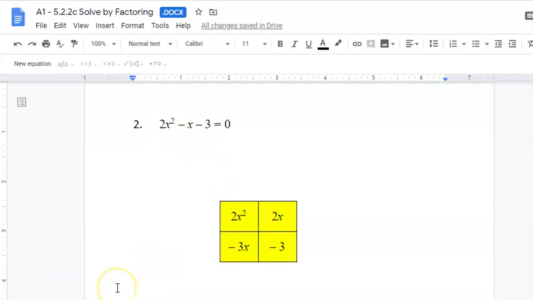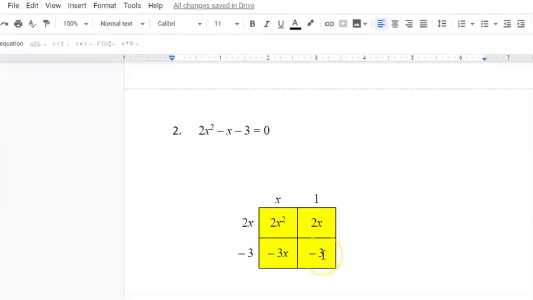Next, let's factor the trinomial by taking out common factors on the left and the top of this box. On the left side of the box, we have 2x minus 3. That's because the top row has a common factor of 2x, and the bottom row has a common factor of negative 3. On the top of the box, we have the binomial x plus 1. That's because in the left column, the two terms have a common factor of x, and in the right column, there's really nothing in common between 2x and negative 3, so we just put a 1, because you can always put a factor of 1.